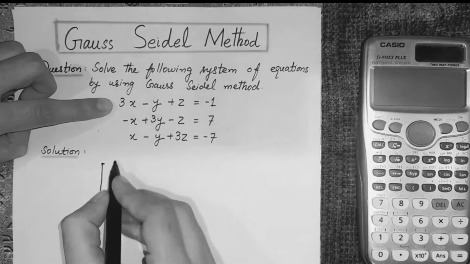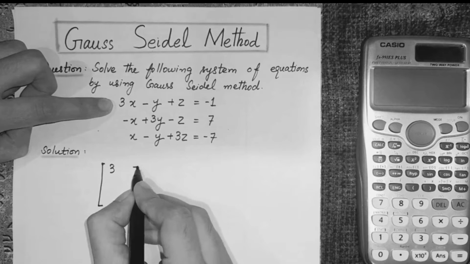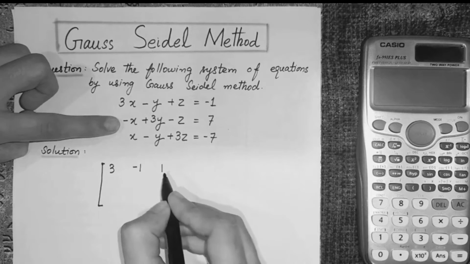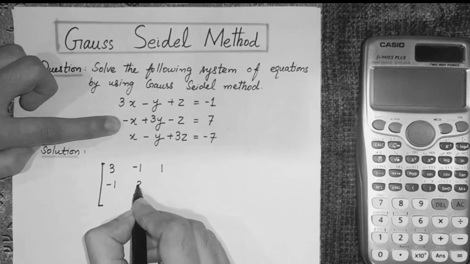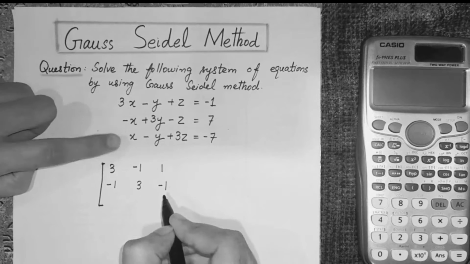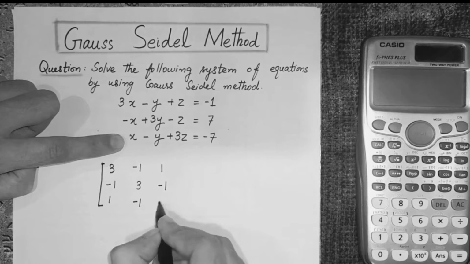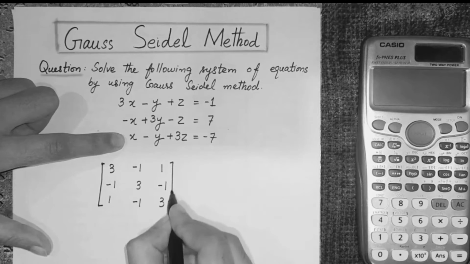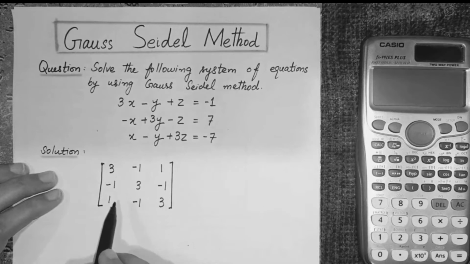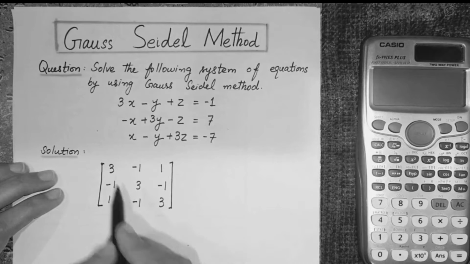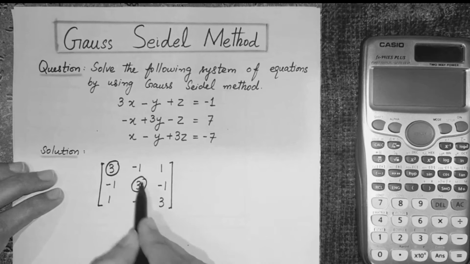The coefficient of x is 3, y is negative 1, z is 1, and in the second row, negative 1, the coefficient of y is 3, z is negative 1, then 1, negative 1 and 3. So here is our coefficient matrix. We have to check whether it is strictly diagonally dominant or not. For that we have to check these diagonal elements.